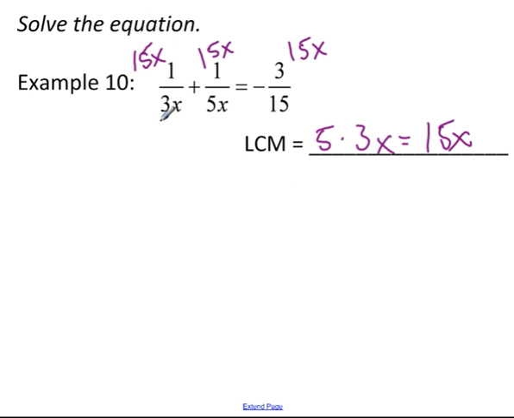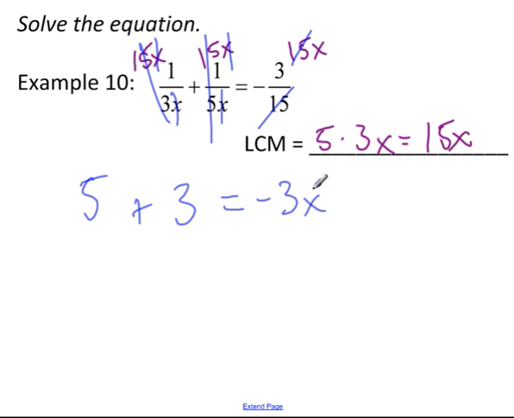So who's getting out the way? The x is canceling, and 15 divided by 3 leaves 5. The x is canceling, and 15 divided by 5 leaves 3. The 15 is canceling, and that leaves negative 3x. Well, that's pretty nice and simple. So all we got left over here is 8 equals negative 3x. So x equals divide and negative 8/3.